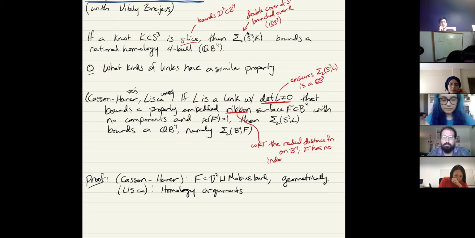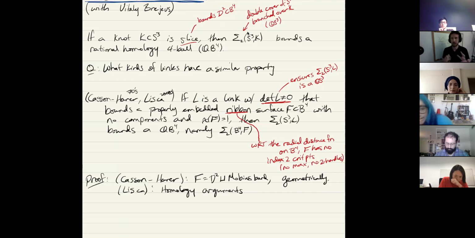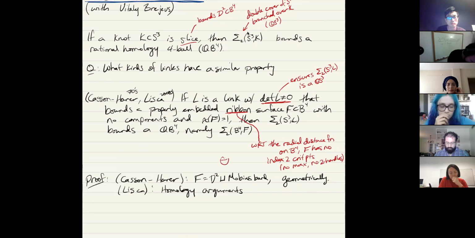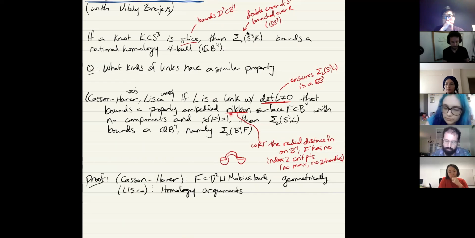the surface F has no index 2 critical points. In other words, there are no maxima. Or if you're thinking about handle decompositions, there are no 2 handles for this surface. So you can think of this surface as being built out of disks and then just 1 handles that you're attaching. You don't have any maxima. So that's what I mean by ribbon.